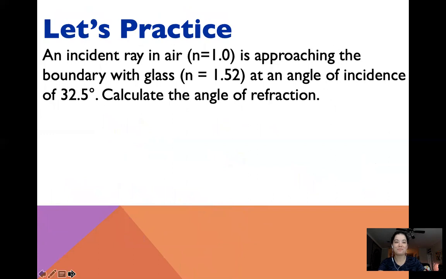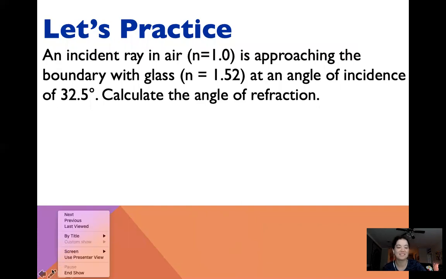Next example. We've got a light ray in air. It's approaching the boundary with glass at an angle of incidence of 35.2. We want to calculate the angle of refraction.